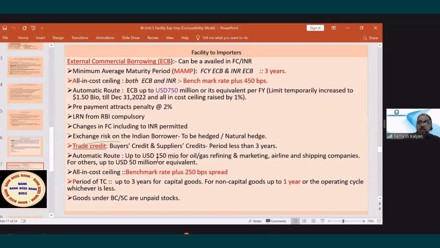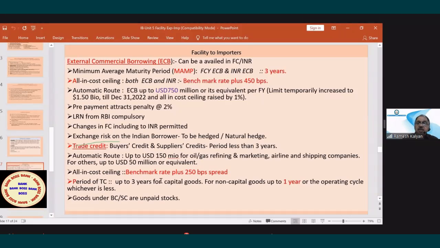And here, in the examination, they will ask: the automatic route is up to 150 million for oil, gas, refining, marketing. And if it is anything else, it is 50 million. I think 2-3 times they were asking this 50 million under the automatic route. Above this, it is approval. And here the cost interest factor is whatever the benchmark rate is, plus 2.5%. Here there is no relaxation like this. There is nothing.